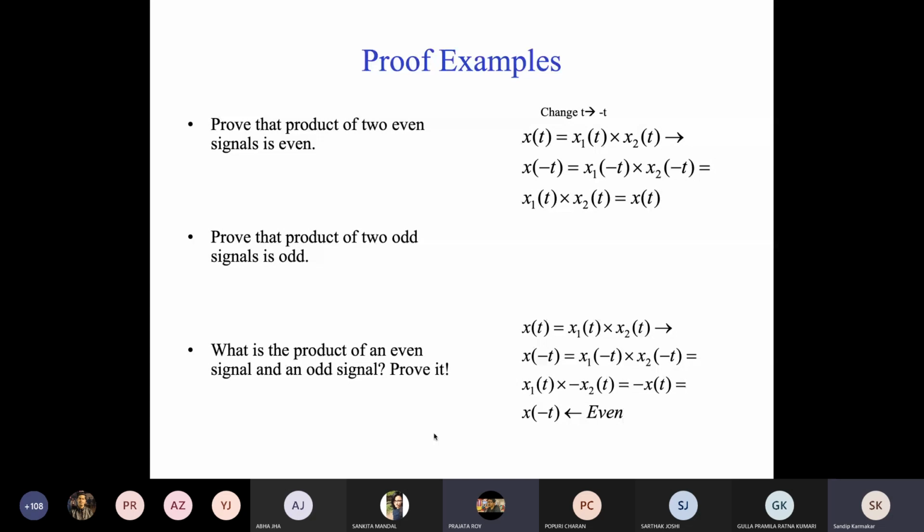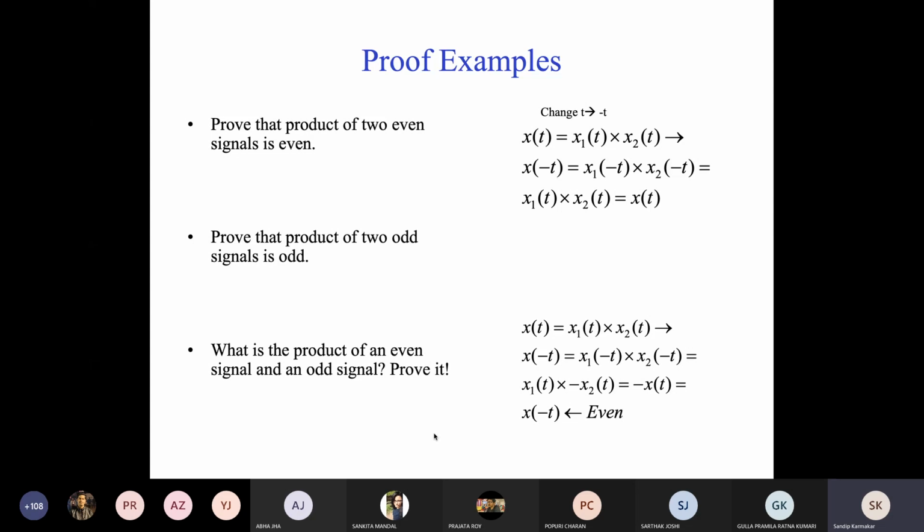If x is the product, then x(-t) equal to x1(-t) into x2(-t). Have you understood this flow? Yes, sir, very simple. You simply replace x(t) equal to x1(-t) into x2(-t). Now by definition x1(-t) is x1(t) and by definition x2(-t) is x2(t). So x1(t) into x2(t) is x(t), so x(-t) is equal to x(t). That means x is an even function.